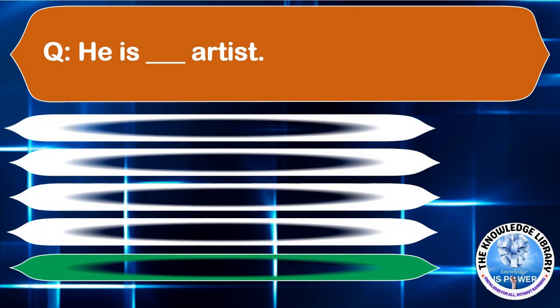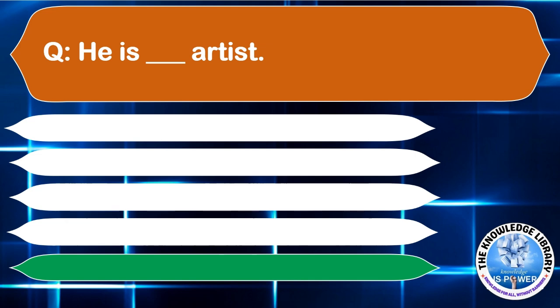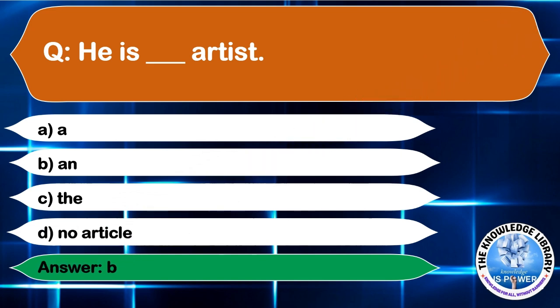He is dash artist. Option A. Option B, an. Option C, the. Option D, no article. The correct answer is option B, an. Moving to the next question.